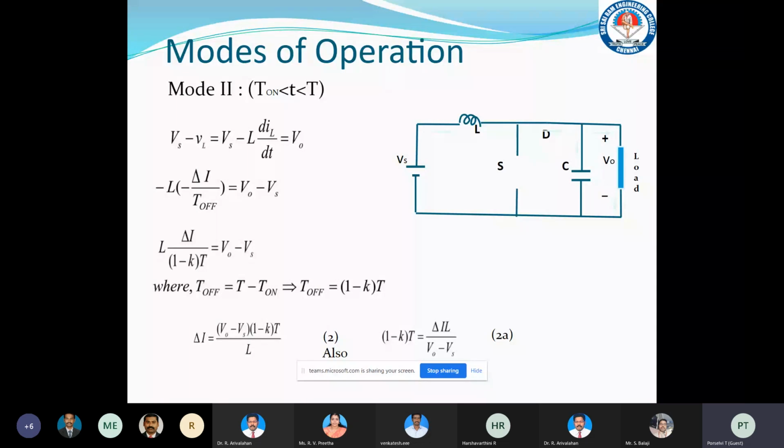That is equal to minus L into minus del I by T off is equal to V naught minus Vs. Substituting for T off, we can rewrite the above equation as L into del I by 1 minus K into T equal to V naught minus Vs. Because we can substitute T off is equal to 1 minus K into T, from which we can find the ripple current expression for mode 2 as V naught minus Vs into 1 minus K into T divided by L. And again we can write 1 minus K into T is equal to del I L by V naught minus Vs.